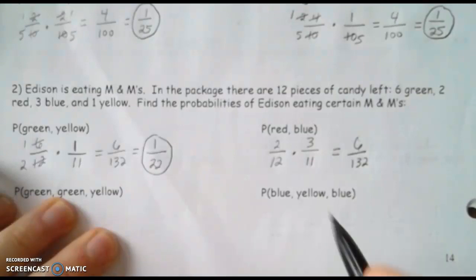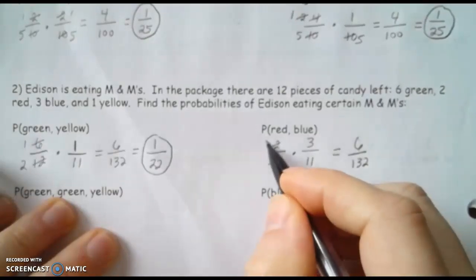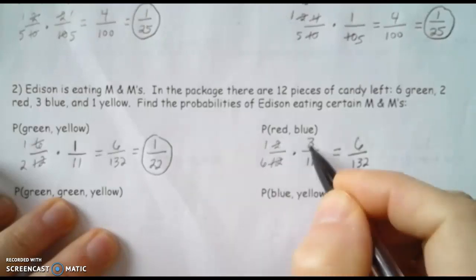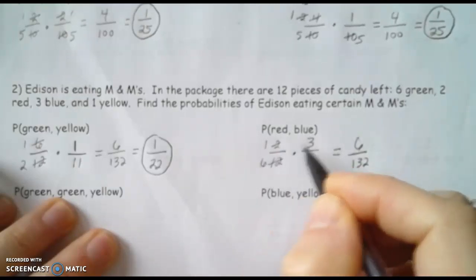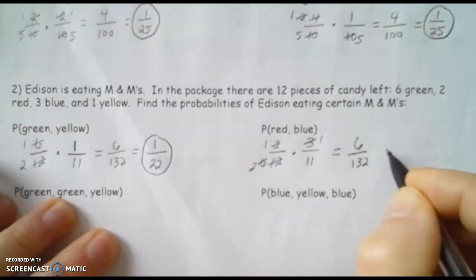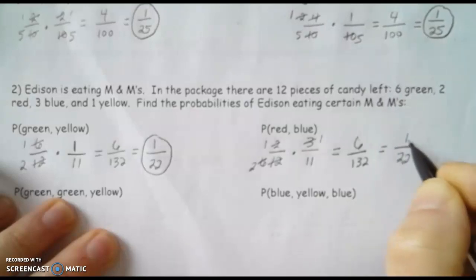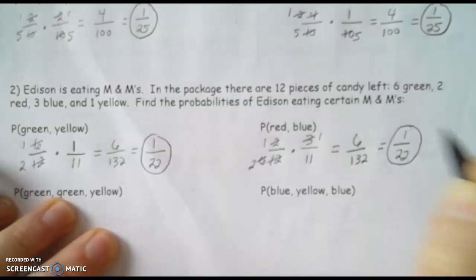Okay, but again, I can simplify. All right, 2 and 12 have a common factor of 2 to make that 1/6. 3 and 6 have a common factor of 3 to make the 3 a 1 and the 6 a 2. So this is going to simplify down to 1 over 22 in simplest form.